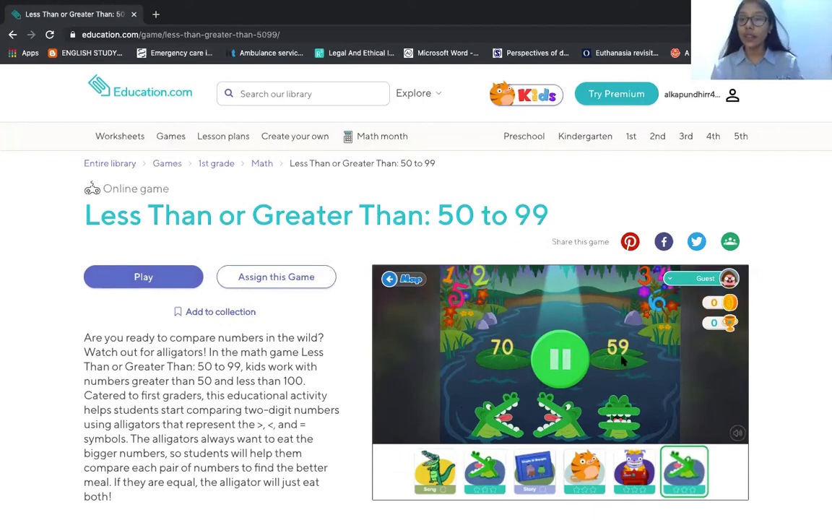First, we will look at the number in the tens place and identify which number is greater than or less than the other number. Then accordingly, we will use the sign of more than, less than or equal to. So now let's begin.